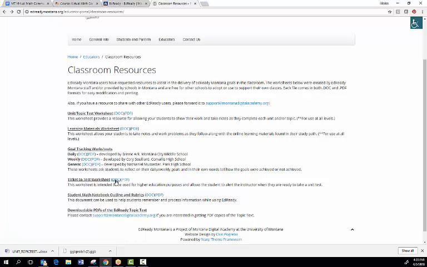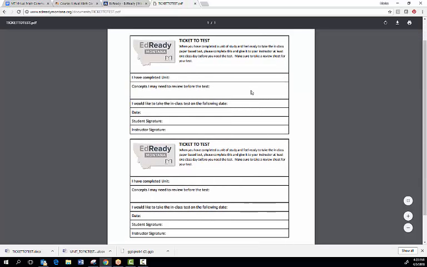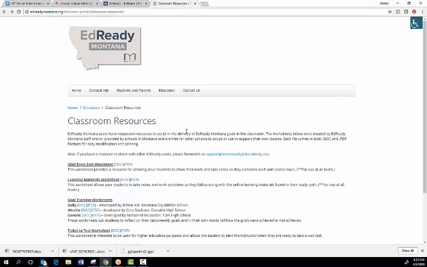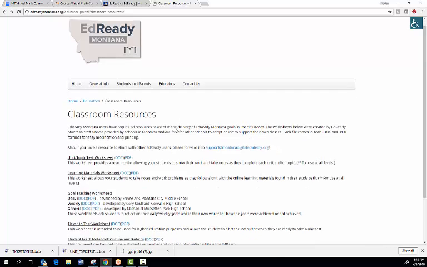And then, oh, I like this, the ticket to test. Once a student thinks they're ready to take the test at the end of the unit, they can say, I've completed this unit, and these are the concepts so far. These are already ready if you would like. You can just print these out and start using them next week with your students, and definitely with your high school students, where senioritis is starting to kick in, to make sure they're ready for college next year.